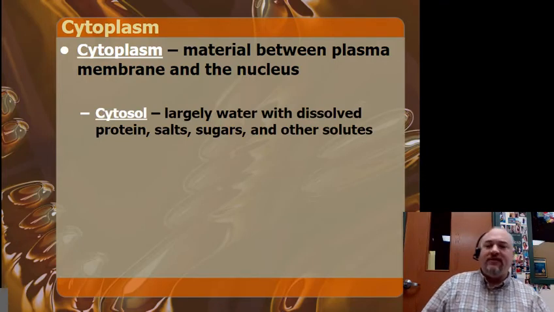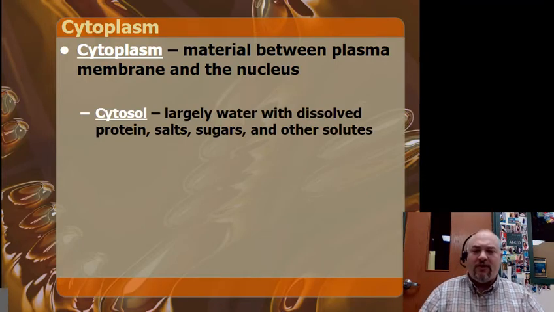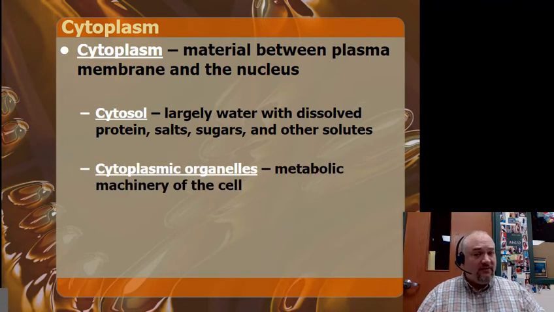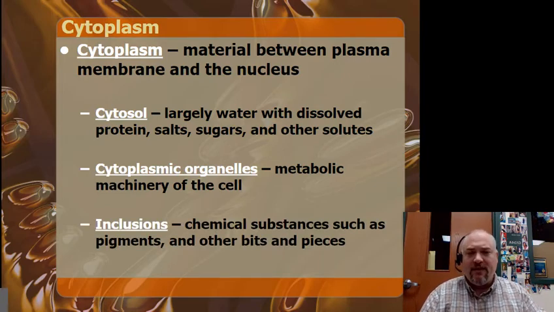That liquidy stuff technically is called the cytosol, mostly water and various dissolved proteins, salts, sugars, and other things dissolved in that fluid floating around in there. Then we have the cytoplasmic organelles, which are also considered part of the cytoplasm. So those would be things like the mitochondria, the ER, the Golgi apparatus, the ribosomes, those types of things. And the last piece we have in there are inclusions, chemical substances such as pigments and other bits and pieces floating around in there.